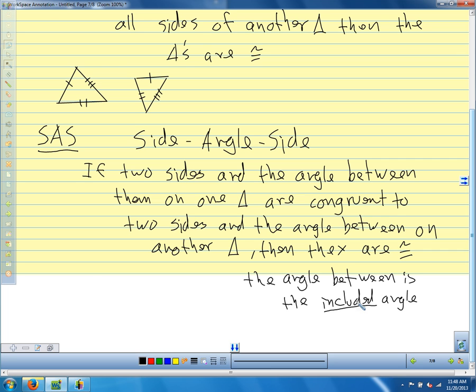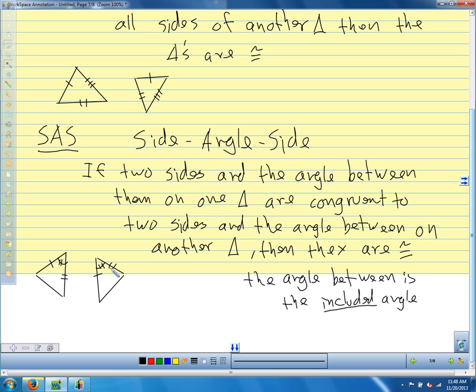So our picture on our graphic organizer looks something like this. We're talking about two sides and the angle between them. So I'm going to mark, let me go back, like so. We have two sides and the angle that's between those two sides. So our angle has to be between our two sides. That's what we mean by included angle. So it has to go in the order side, angle, side. I can't just pick any two sides and any angle. They have to match up exactly.